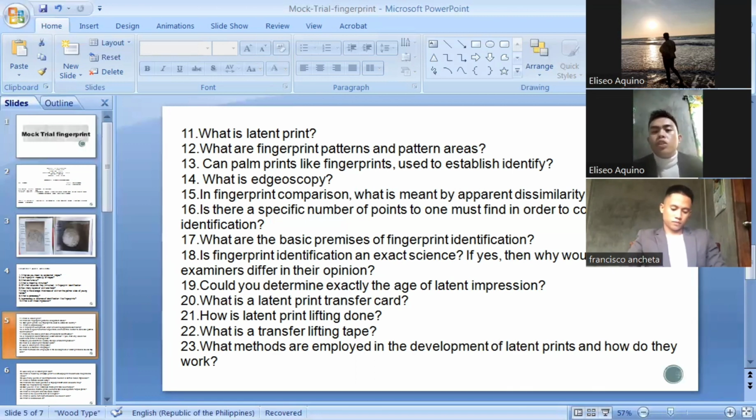How many points of identification are found in a normal rolled impression? It's the ten prints.